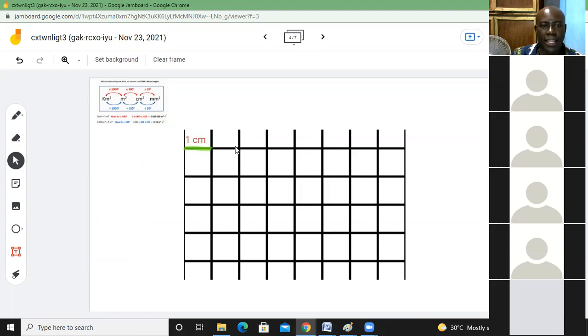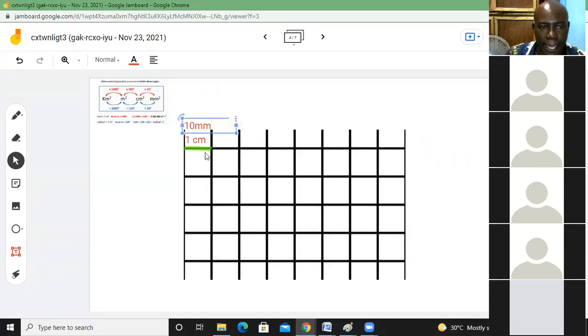What we are saying is that this same 1 centimeter is the same thing as saying 10 millimeter, that same distance. You get the point? You get the point I'm making to you? That same distance.